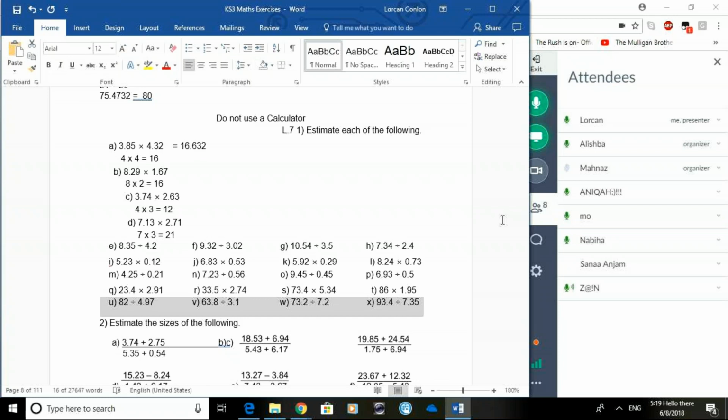Yeah, Zane, what's up? On the homework question that you've given us, I'm slightly confused because it says 82 divided by 4.97. Would we round the 80 to 80, or would it stay 82? In that case, you'd do one significant figure.